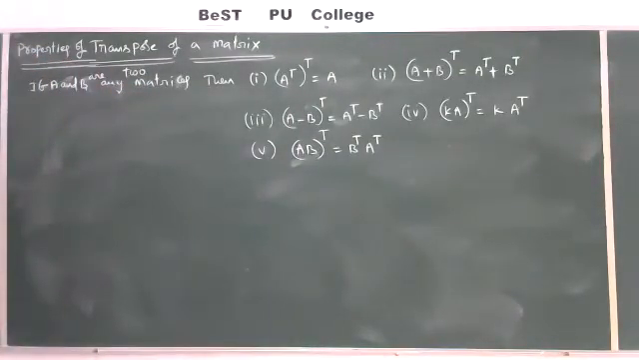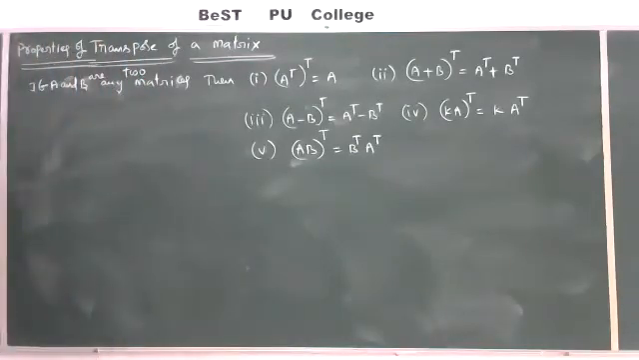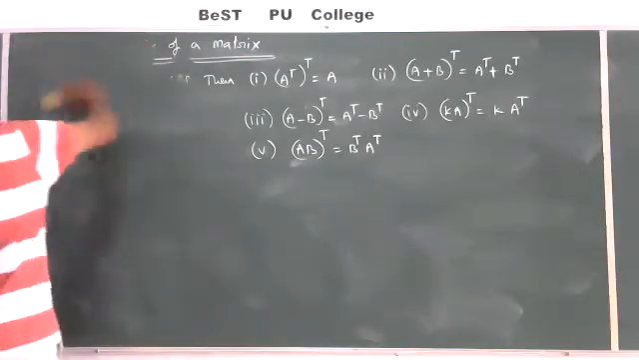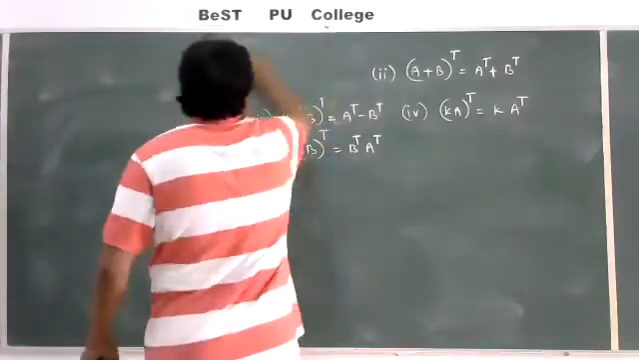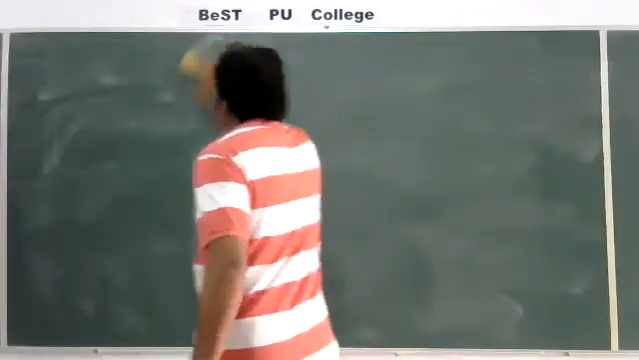A transpose whole transpose is equal to A. A plus B whole transpose is equal to A transpose plus B transpose. A minus B whole transpose is equal to A transpose minus B transpose. Ka whole transpose, K is any scalar, is equal to K into A transpose. And the fifth property, AB whole transpose is equal to B transpose into A transpose. These are the properties of transpose of the matrices.